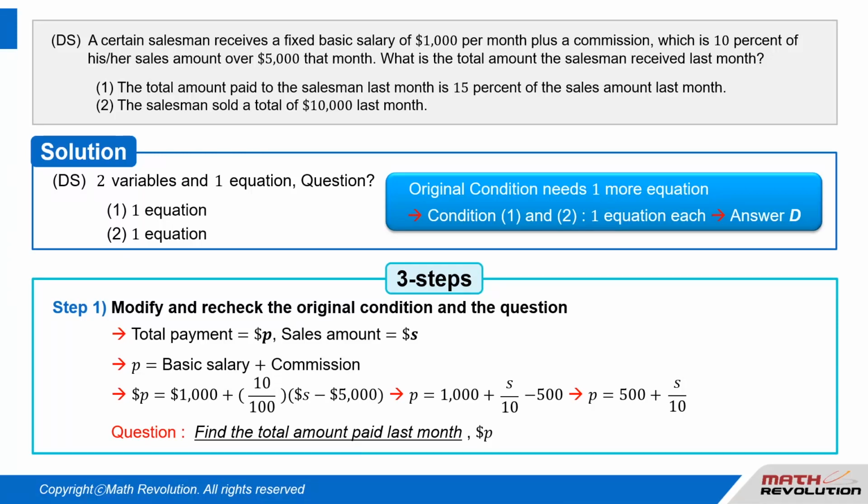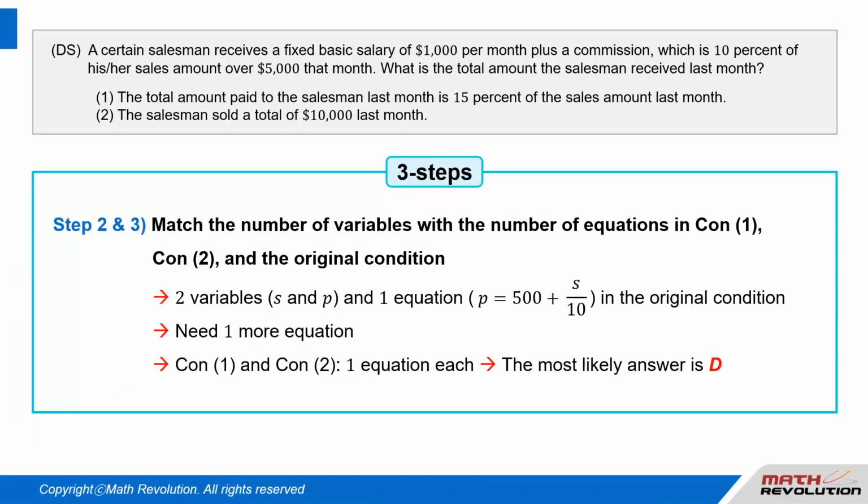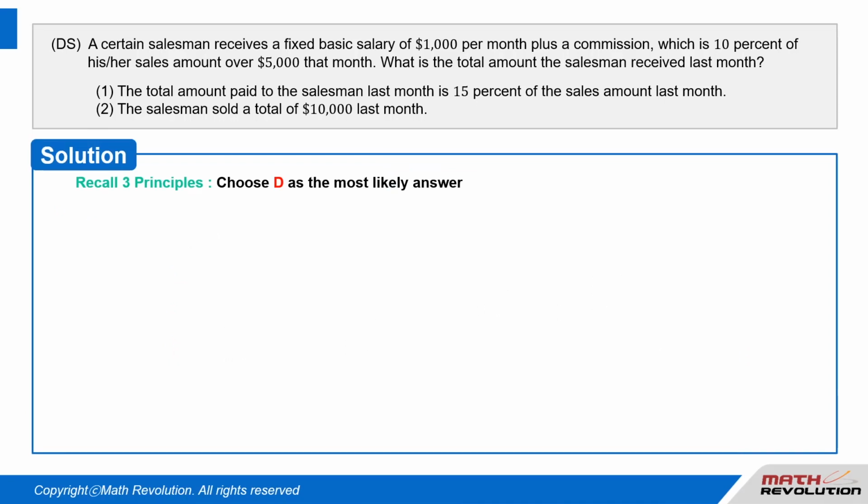This question feels overwhelming, right? But don't be scared. You should solve the question using the variable approach. In particular, the first step or modification is really important. Follow the second and third steps. From the original condition, we have 2 variables, S and P, and 1 equation. P equals 500 plus S over 10. To match the number of variables with the number of equations, we need 1 more equation. Since conditions 1 and 2 will provide 1 equation each, D would most likely be the answer. Recall 3 principles and choose D as the most likely answer.